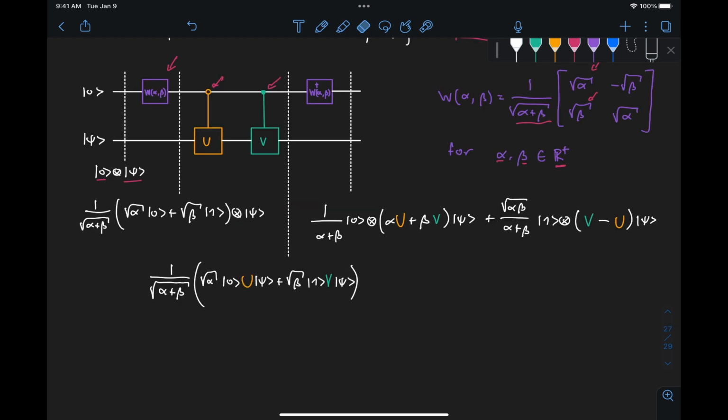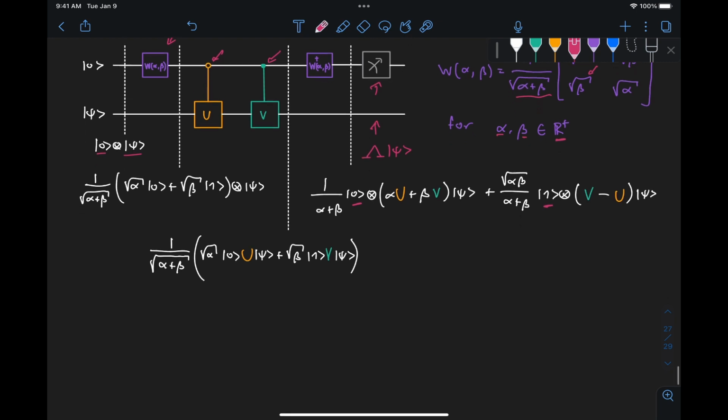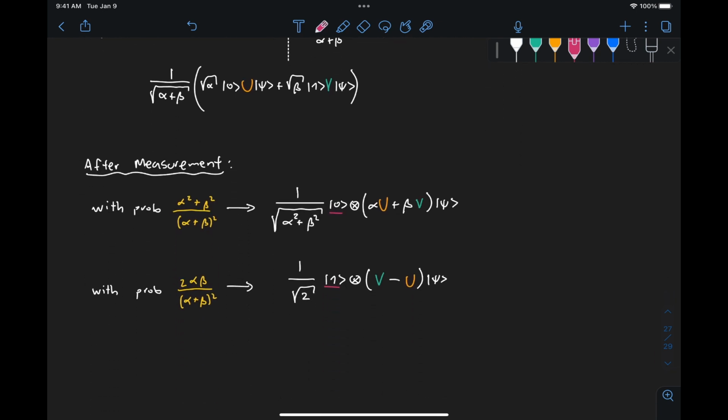Okay, and now if we perform a measurement here on the top qubit, with some probability we're going to measure state 0, and with some probability we're going to measure state 1. If we measure state 1, we discard the result. If we measure state 0, then here at the bottom we're going to have that lambda psi state. Basically that's summarized here. So with probability alpha squared plus beta squared over alpha plus beta squared, we get the state of interest. And with probability 2 alpha beta over alpha plus beta squared, we get the state that we're going to discard. Now, here I have already renormalized the states after performing a measurement.